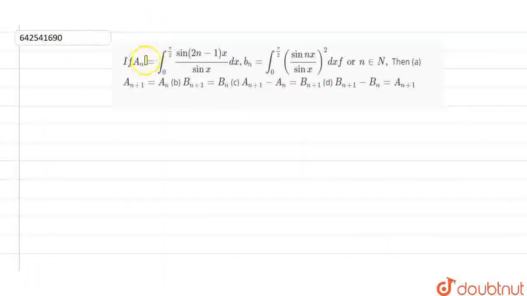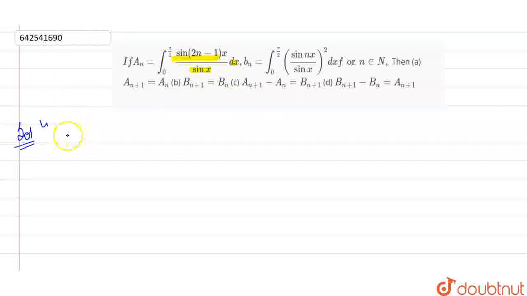Okay, so the given question here is: an is given as the integration from 0 to pi by 2 of sin((2n minus 1)x) by sin x dx, and bn is given as the integration from 0 to pi by 2 of (sin nx by sin x) whole square dx, where n belongs to the natural numbers. Then we have to find the relation between an plus 1 and an, and between bn plus 1 and bn. Okay, so what will we do first?